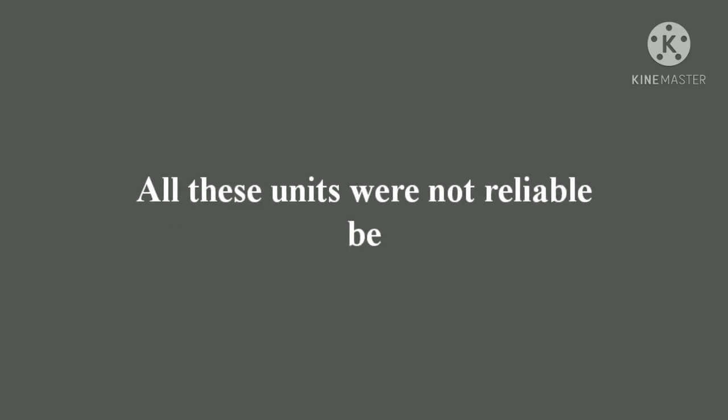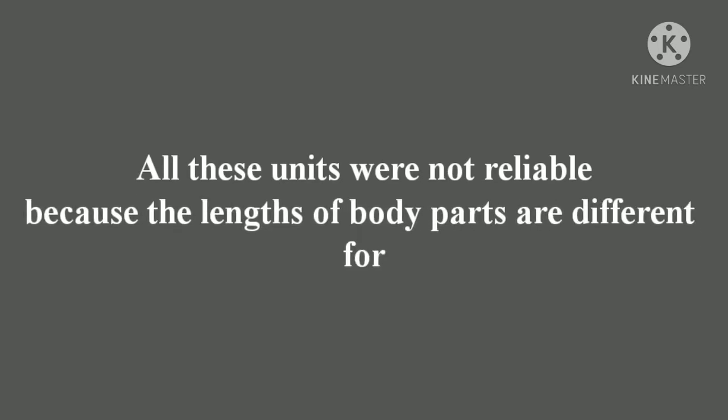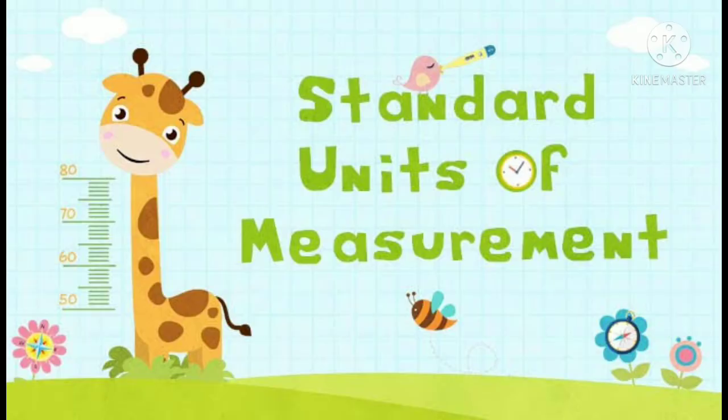So now, all these types of measurement, like 4 fingers, 1 cubit, 1 handspan, 1 pace, were used in the early days. People used to measure length with the help of various parts of the body. But are all these units reliable? No, they were not reliable, because the length of body parts is different for different people. All people have different body lengths. So how can it be the same? How can it be constant? So now there came some standard units of measurement.